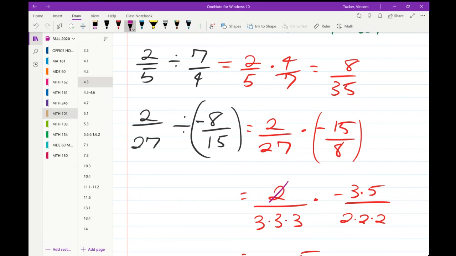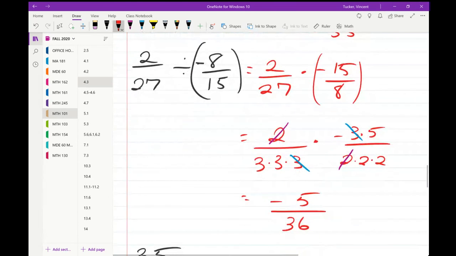All right. You got a 2 that will cancel out. You have a 3 that will cancel out. Let me go another color. So what you're left with is 5 in the top, and 3 times 3 and 2 times 2. So 3 times 3 is 9. 2 times 2 is 4. So 9 times 4 will give you that 36 down bottom.